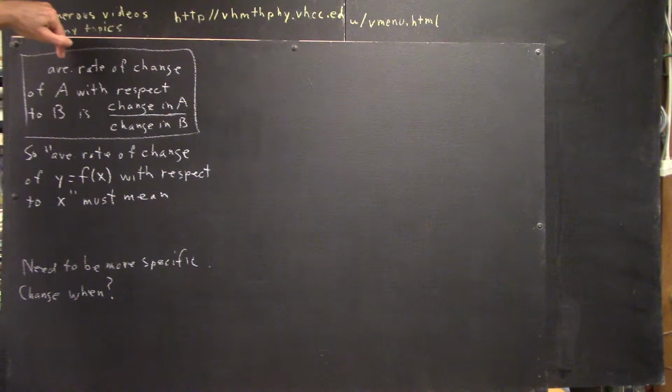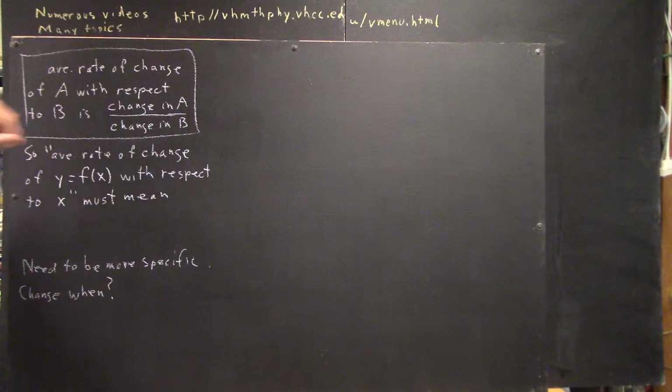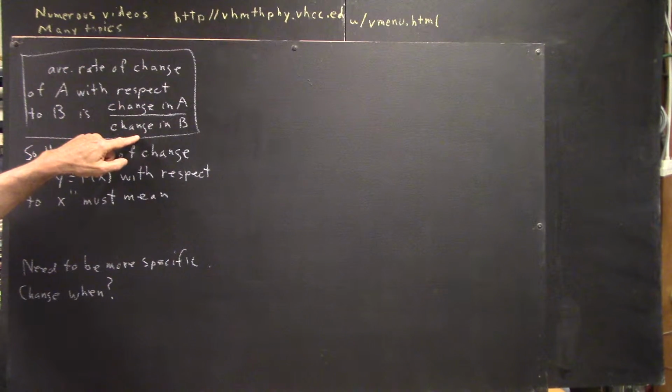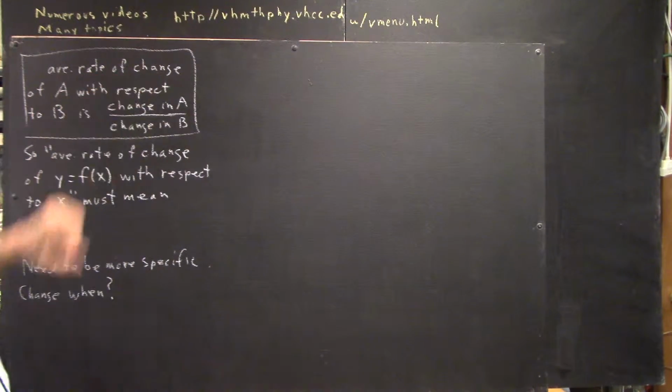Okay, the average rate of change of one quantity with respect to another is the change in that quantity divided by the change in the other. I'll use A and B to represent the two quantities. So it'll be change in A divided by change in B. Okay, now we'll do some examples, but formally that is the definition.